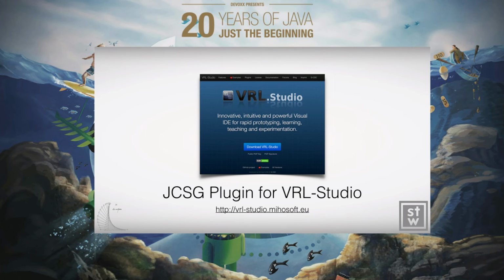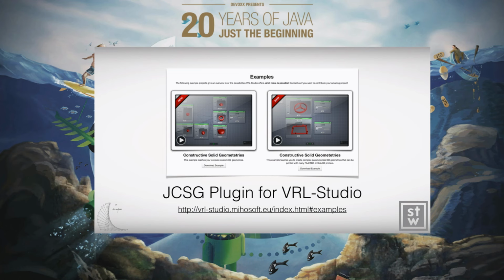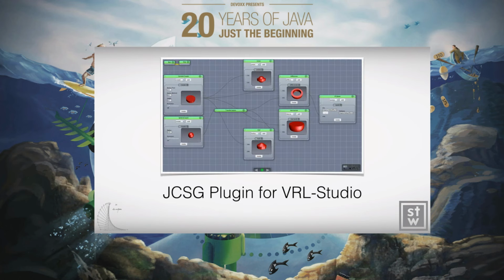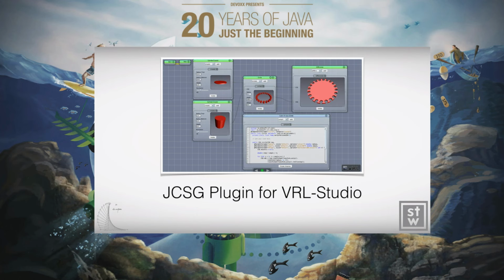And also you can use JCSG in VRL Studio, which we will show later in the visual programming part. It's just a plugin, and you can use Groovy and Java to access the whole API. And of course, you can download examples on the webpage if you're interested. Here are some images of how you do that. There you see the algorithm again. You can union, difference, and intersect. And you can also create quite complex objects.